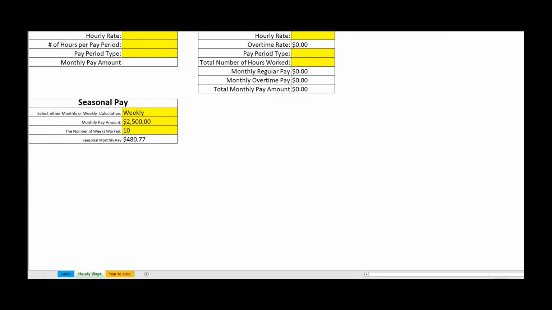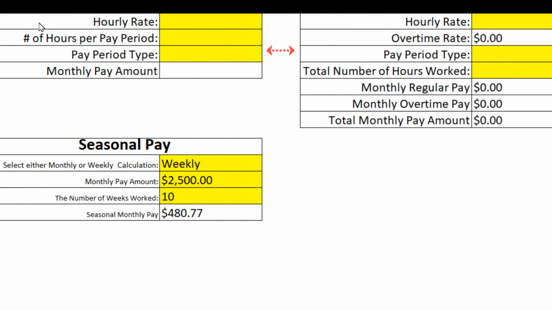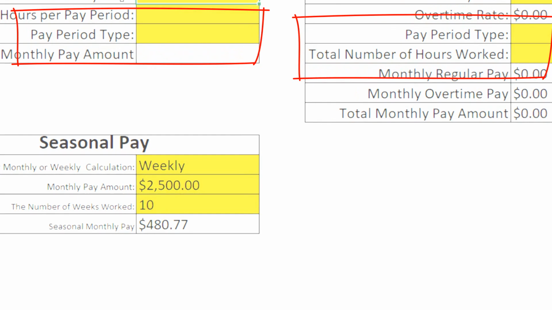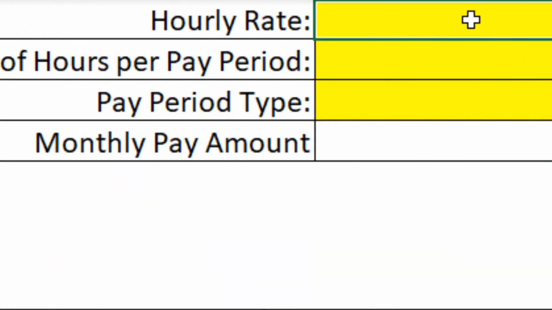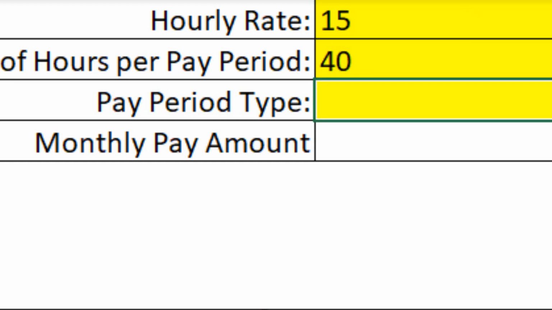Let's take a look at the hourly earnings calculators. Here we have 2 calculators. The first calculator deals with regular hourly pay, and the second calculator deals with both regular pay and overtime pay. Each one requires the same 3 inputs, which are the hourly rate, the pay period type, and the number of hours worked each pay period. For regular pay, the parent makes $15 an hour and works 40 hours per week. Her total earnings are $2,600.